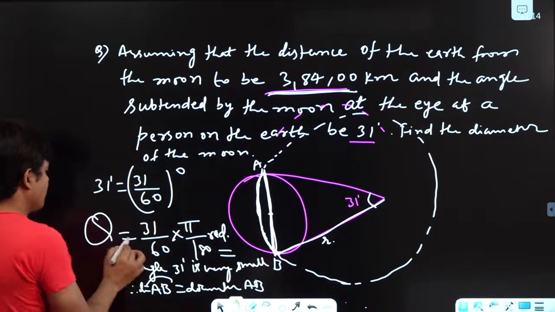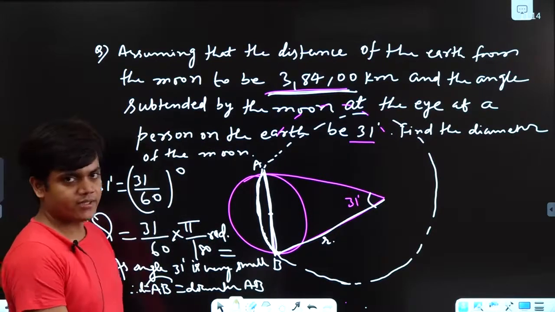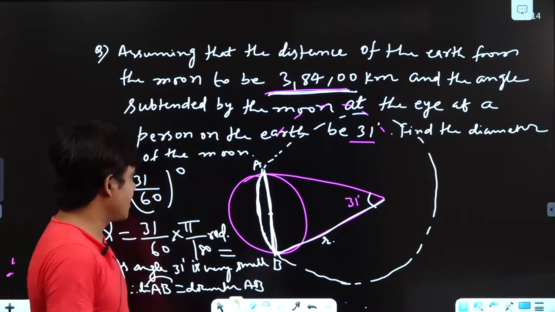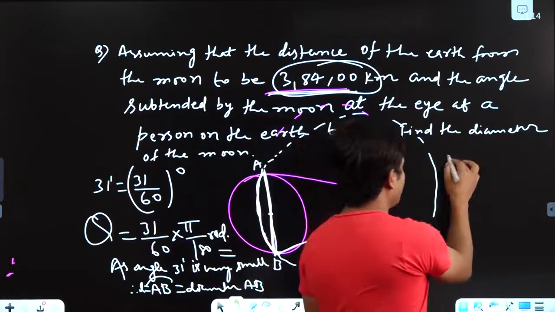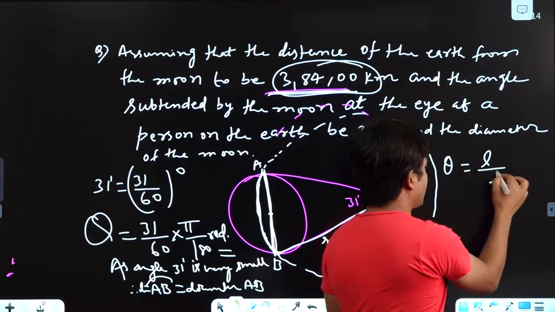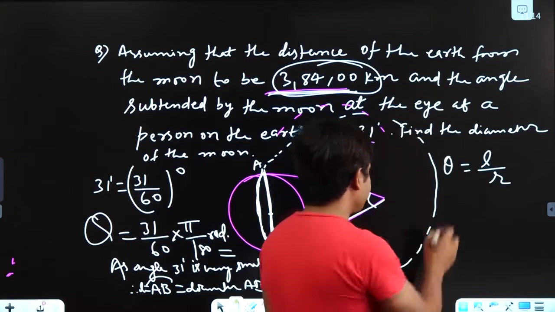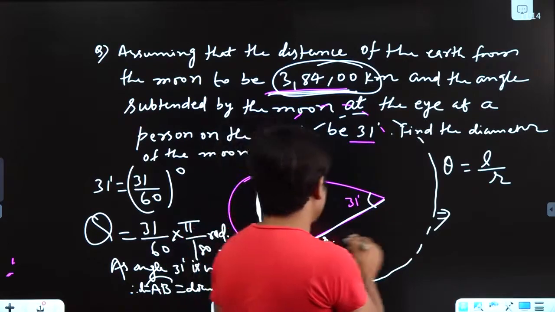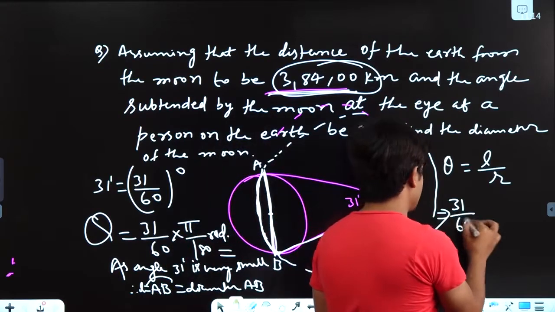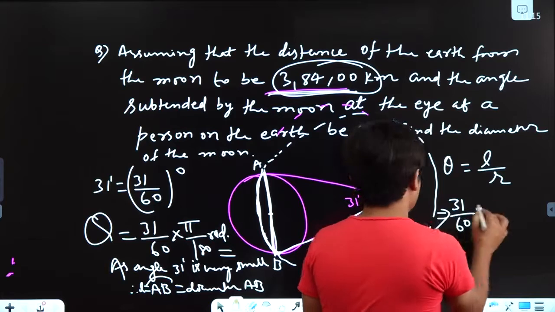And this is our theta. Theta is what? 31 by 60 into pi by 180 radian, and this is our L, and R is already given over here. So we will use what? Theta is equals to L by R. Okay. So what is our theta? Theta is certainly 31 by 60 into pi by 180 radian.